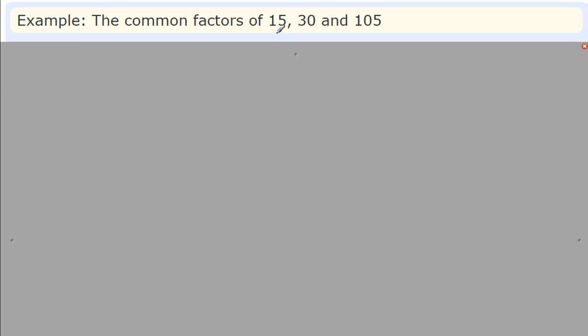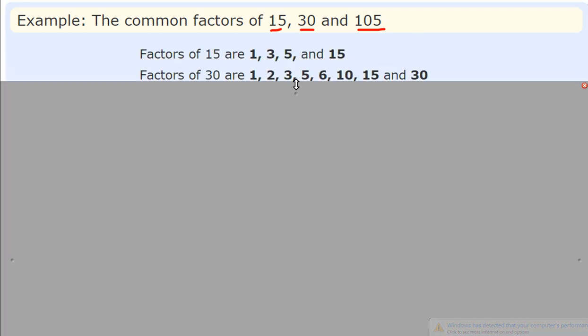So common factors for 15, 30, and 105, right? You may want to pause the video here if you feel like breaking down the factors of each of them. Obviously, each of them is divisible by 1 evenly. 15 divided by 1 is 15, 30 divided by 1 is 30, 105 divided by 1 is 105. So they all have a common factor of 1, but I bet if we wrote out all the factors, we could find some that were bigger. So let's have a little look at that.